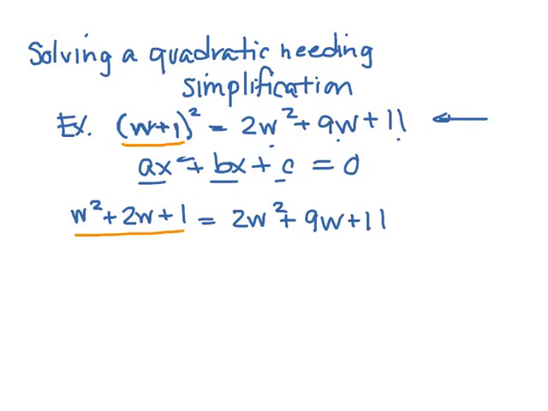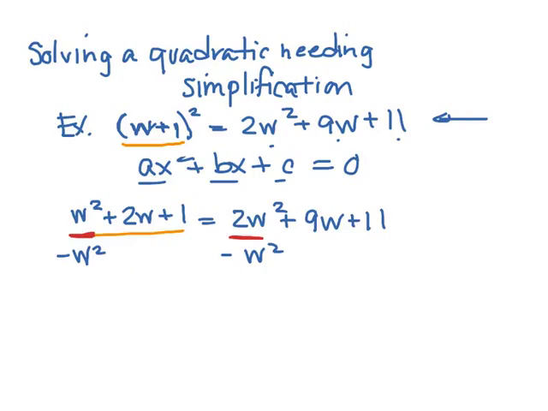And remember, I want to make everything 0. And I notice that I have a couple of terms that are similar on both sides, right? I have a w squared term here and a 2w squared term. So I'm going to try to keep my coefficient of my w squared term positive. So I'm going to go ahead and subtract w squared from both sides. And then I'm also going to subtract this 2w from both sides.